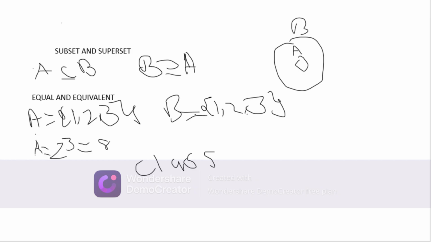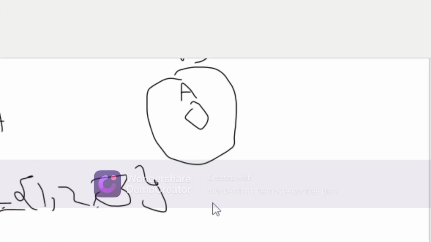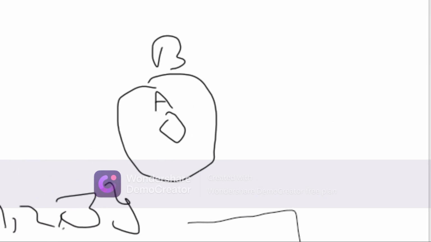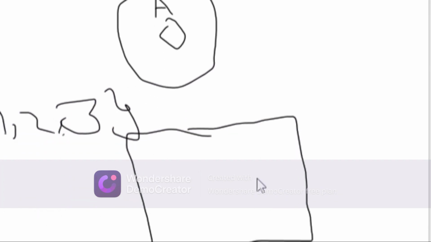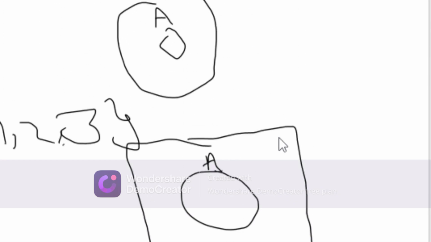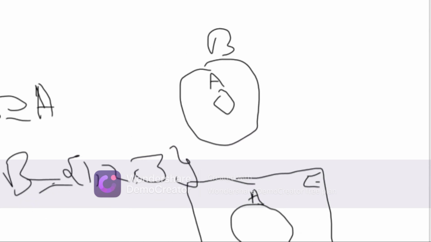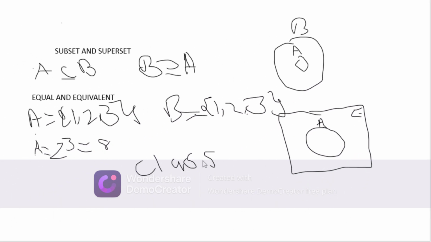So those are just the definitions that we can find in sets, and they will help you when you are going through this topic. Another thing in sets that we should know is the Venn diagram. A Venn diagram is something like this. We have set A here, and this is what we used to call the universal set. We represent it as E or U. So that's a Venn diagram.